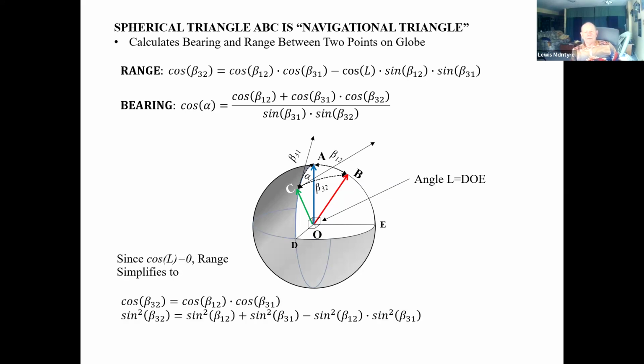Angle L in the range equation is DOE, the difference in longitude between B and C. In our case, it is always 90 degrees, the angle between the x and y axes. This permits some simplification of the range equation, as cosine L then becomes 0. Trig identities permit this expression to be expressed as the sine of beta 32 equal to v32 over the speed of light.